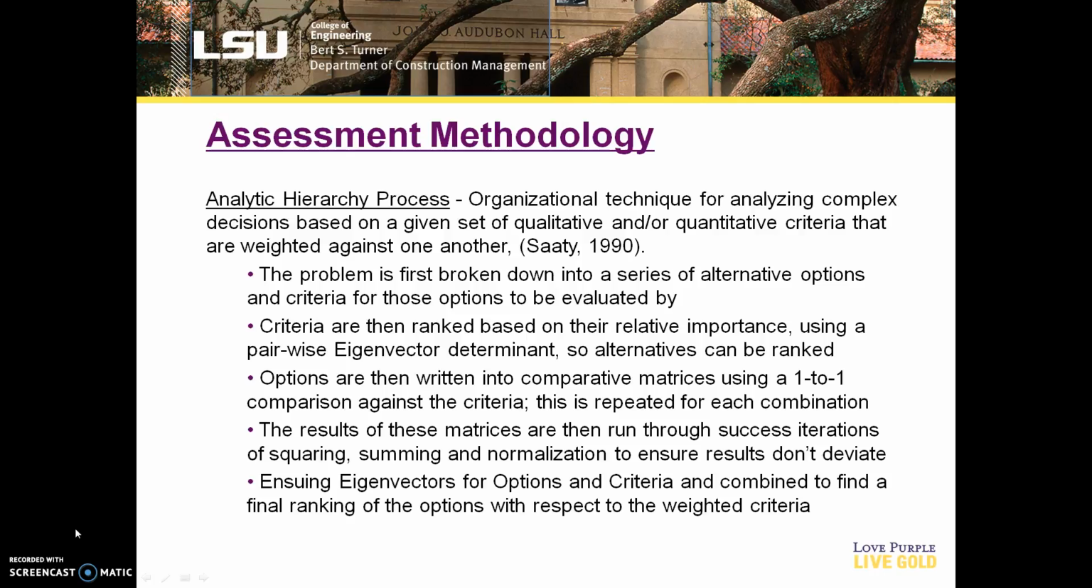And then once the option eigenvector is determined and you have the criteria eigenvector, you multiply them together and you get a percentage ranking. And those options with the largest percentages are the ones that are the most successful in meeting your comparative criteria analysis.